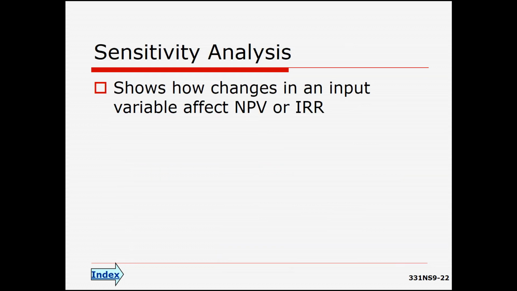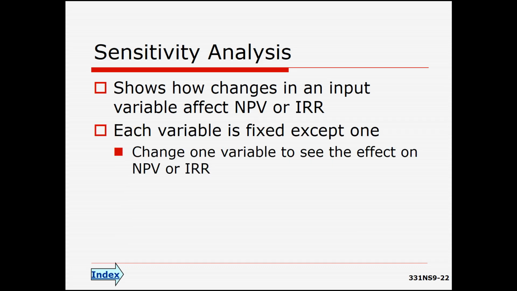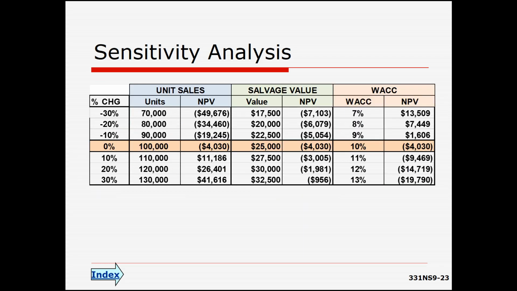The first method of risk analysis we'll look at is sensitivity analysis. It measures the effect of a change in one variable on the project's NPV. It answers what-if questions. This table shows a sensitivity analysis on our original proposed project without inflation. We selected 3 variables to focus on: unit sales, salvage value, and cost of capital.